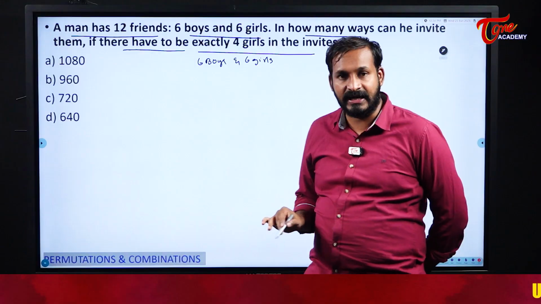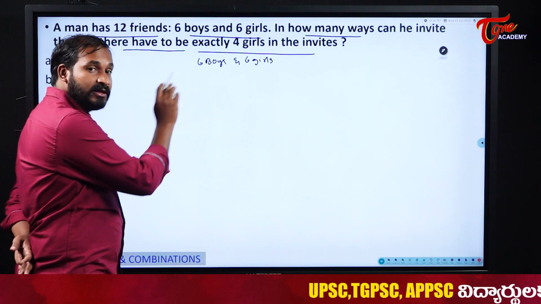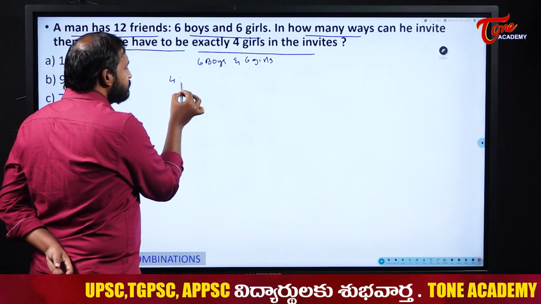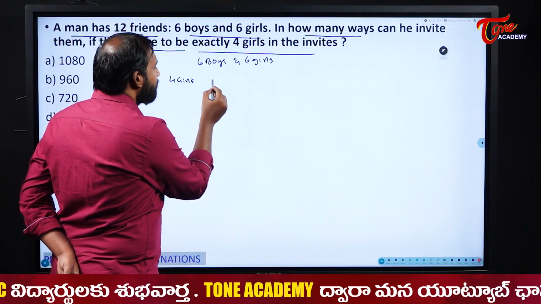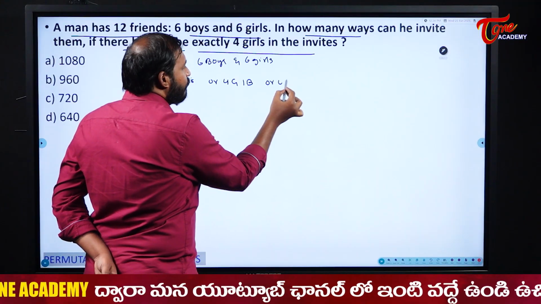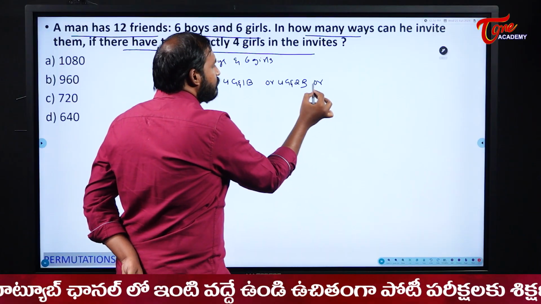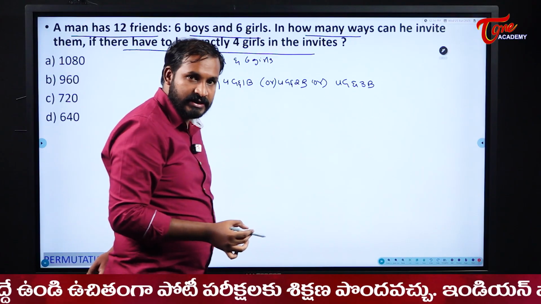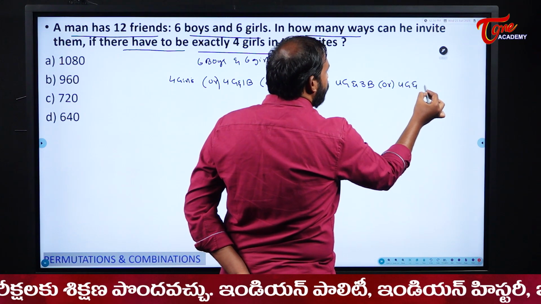Here 4 girls are fixed, because exactly 4 girls should be there at any cost. So what are the combinations I can write here, students? Only 4 girls, or 4 girls and 1 boy, or 4 girls and 2 boys, or 4 girls and 3 boys, or 4 girls and 4 boys.